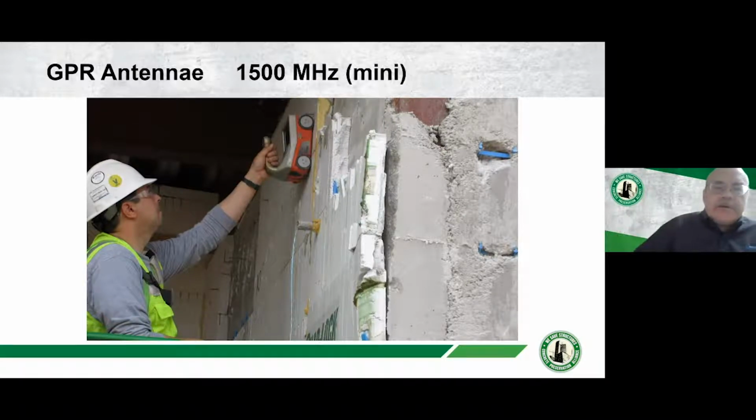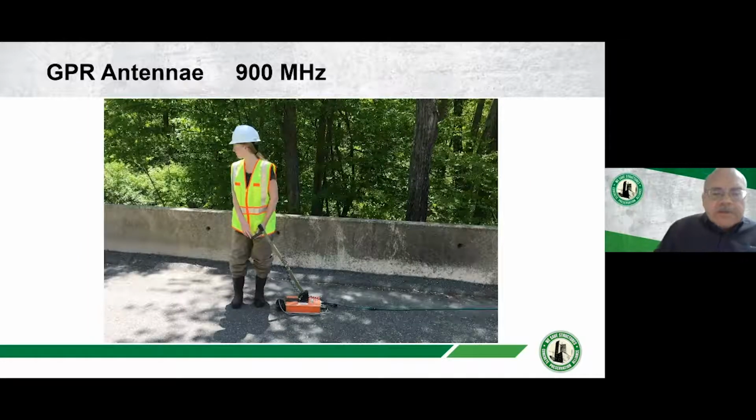So here we have a mini, a 1500 megahertz antenna, a handheld unit about the size of an iron, scanning an abutment wall and locating the rebar. There's a wheel on it to track the distance. It records the signals, and then the data is downloaded for post-processing. The orange unit is a little bit larger, on a 900 megahertz antenna.